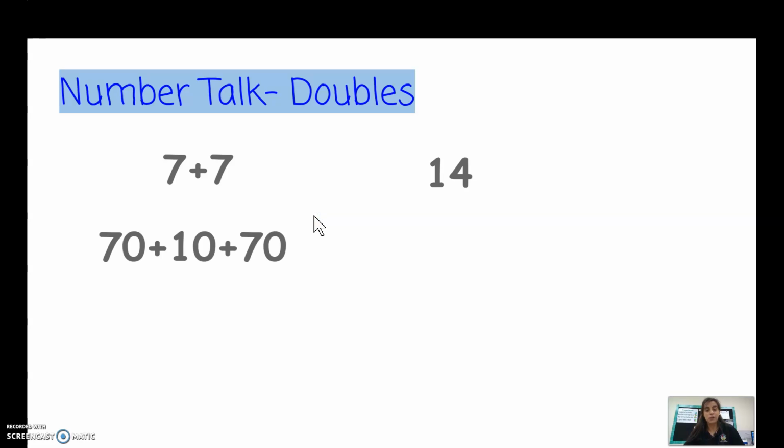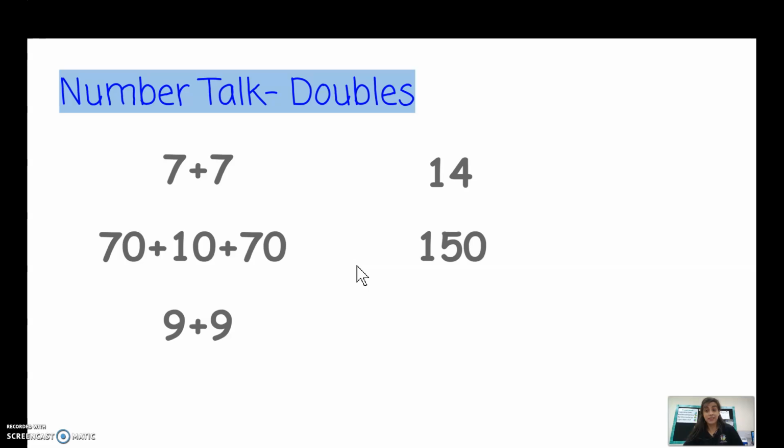70 plus 10 plus 70. So use what you learned from 7 plus 7. Pause and hopefully you have it. I know that 70 plus 70 has to be 140. So it looks like I have 14 tens, plus 10 more, 150, right? I'm using my place value with my doubles knowledge. Okay, next double.